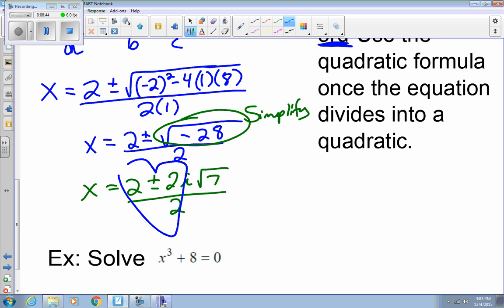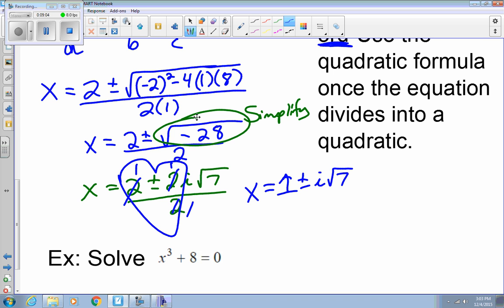It's a little hard to read, but 2, 2, and 2 are all divisible by 2, so we divide them all by 2. You get 1, 1, and 1. So our final answer here is x equals 1 plus or minus 1I, which is just I, square root of 7, over 1, don't need that.